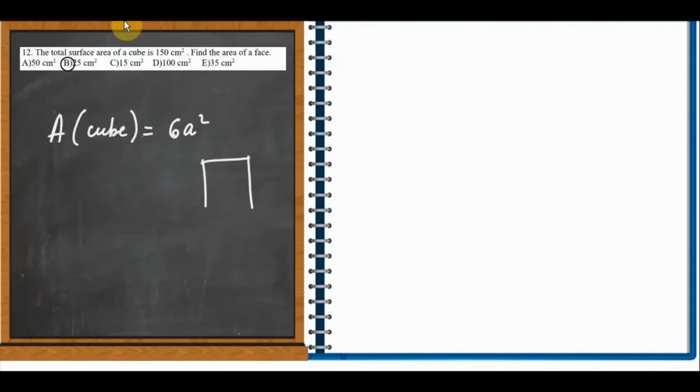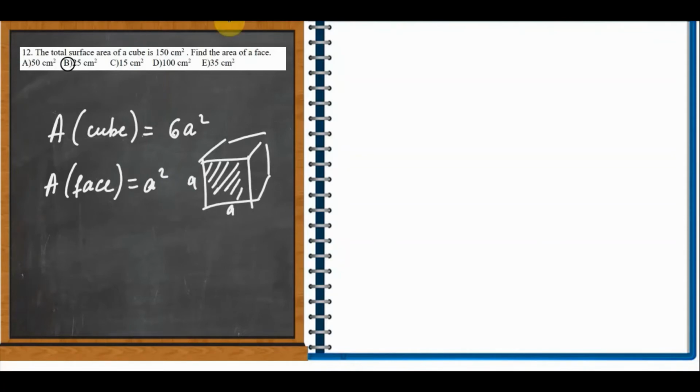So let me show cube. If the a is the edge of the cube, the surface area is 6 times a squared. And what is the area of one face? The area of one face, since it's cube, all the sides are equal, all the edges are equal. So the area of one face will be a squared. Now we know that 6a squared, the surface area of cube, is 150 centimeters squared.